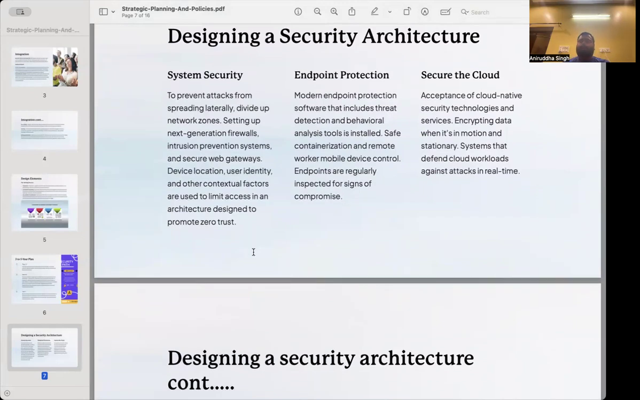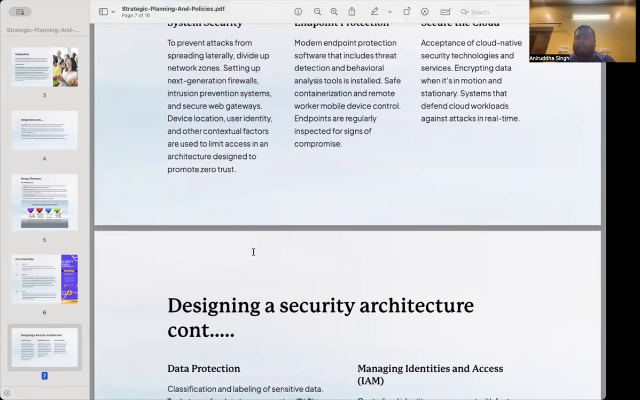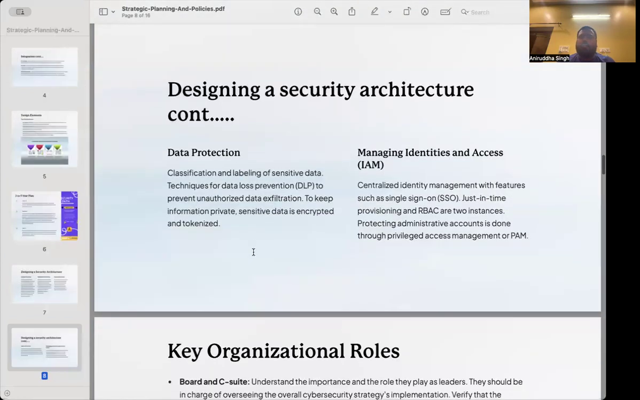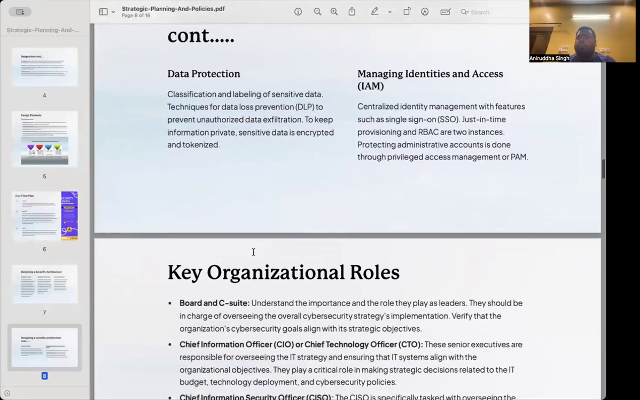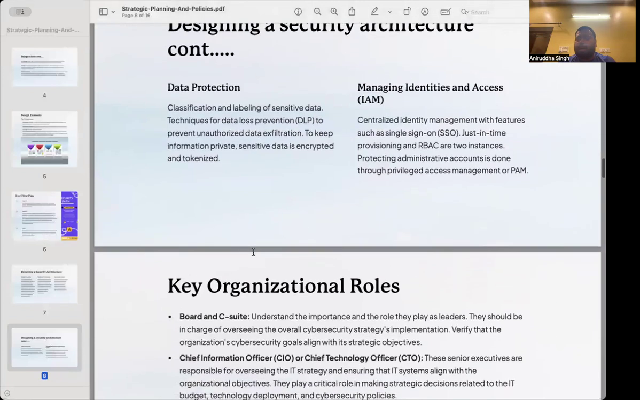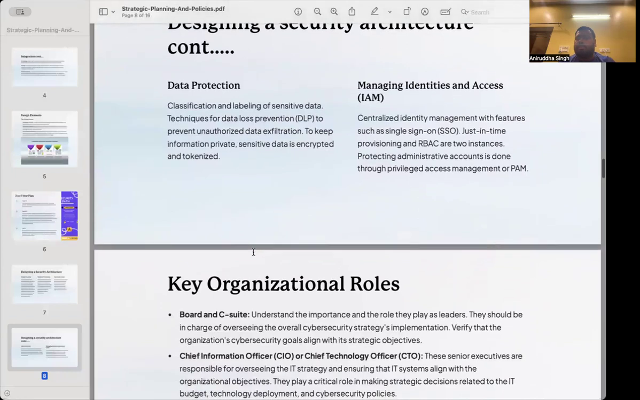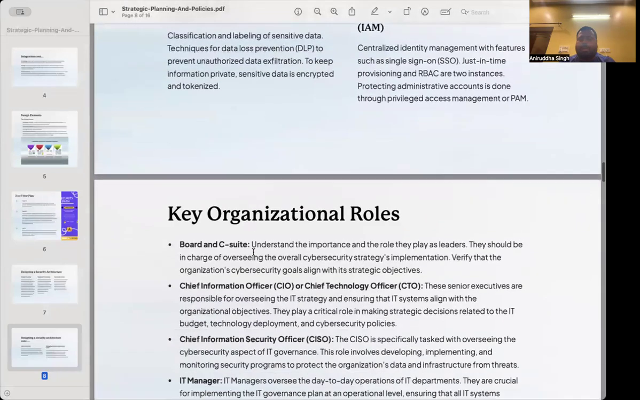Secure the cloud. Whenever our applications are running on the cloud, we need to make sure that data is encrypted when it is sitting at rest or is in motion. Systems that defend cloud workloads against attacks in real time. Data protection. We need to classify and label data for data loss prevention to prevent any unauthorized data exfiltration. To keep information private, we need to make sure that sensitive data is encrypted and tokenized. We need to make sure that there is an identity and access management solution in place, like single sign-on or role-based access control.